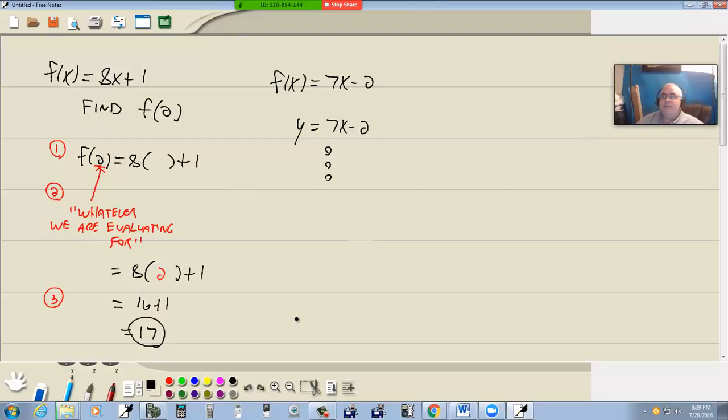So if you go back and watch the YouTube video, you'll see how we found the x and y intercept, and it's the same way here. So again, these are interchangeable. If you have f of x, you can put a y there. If you have a y, you can put f of x.